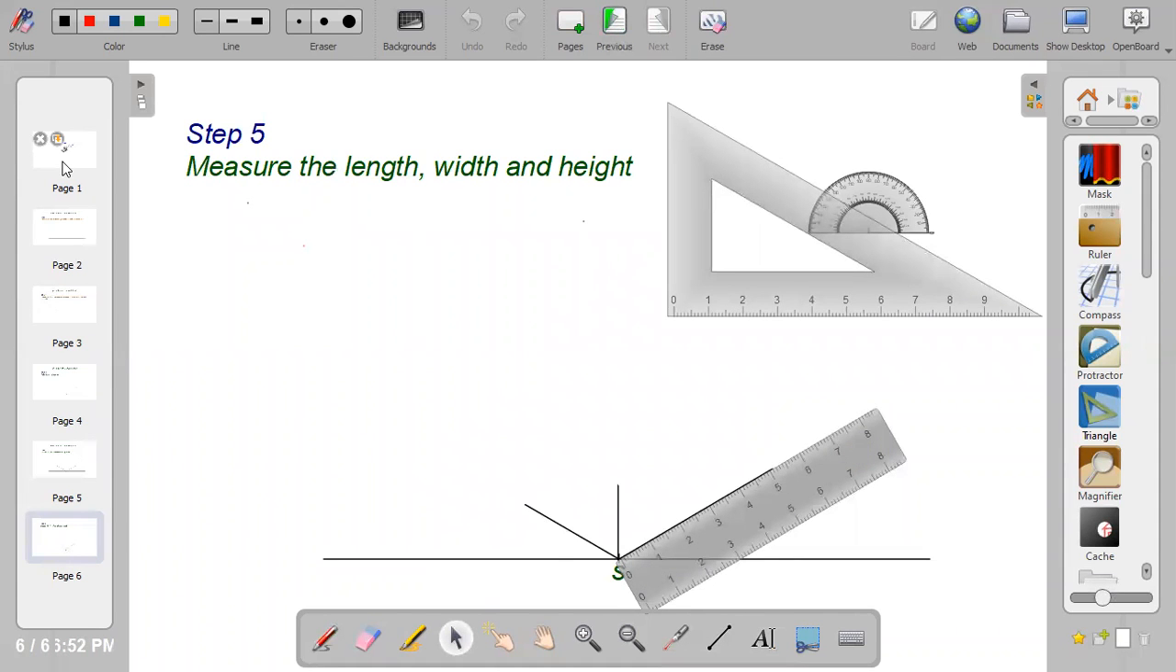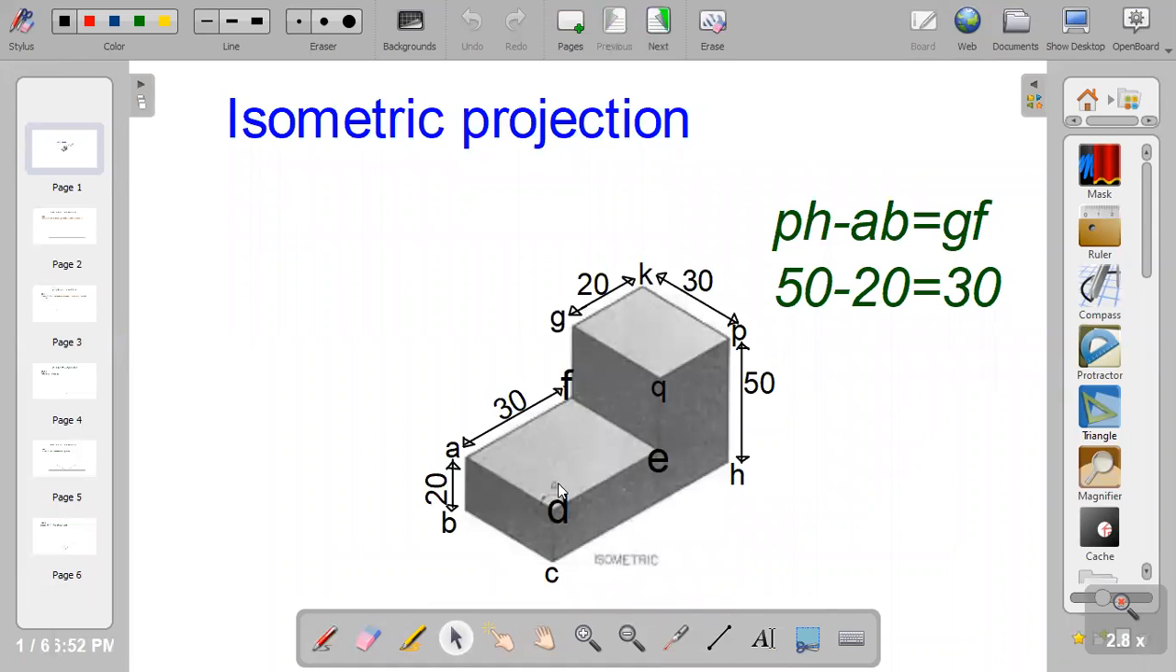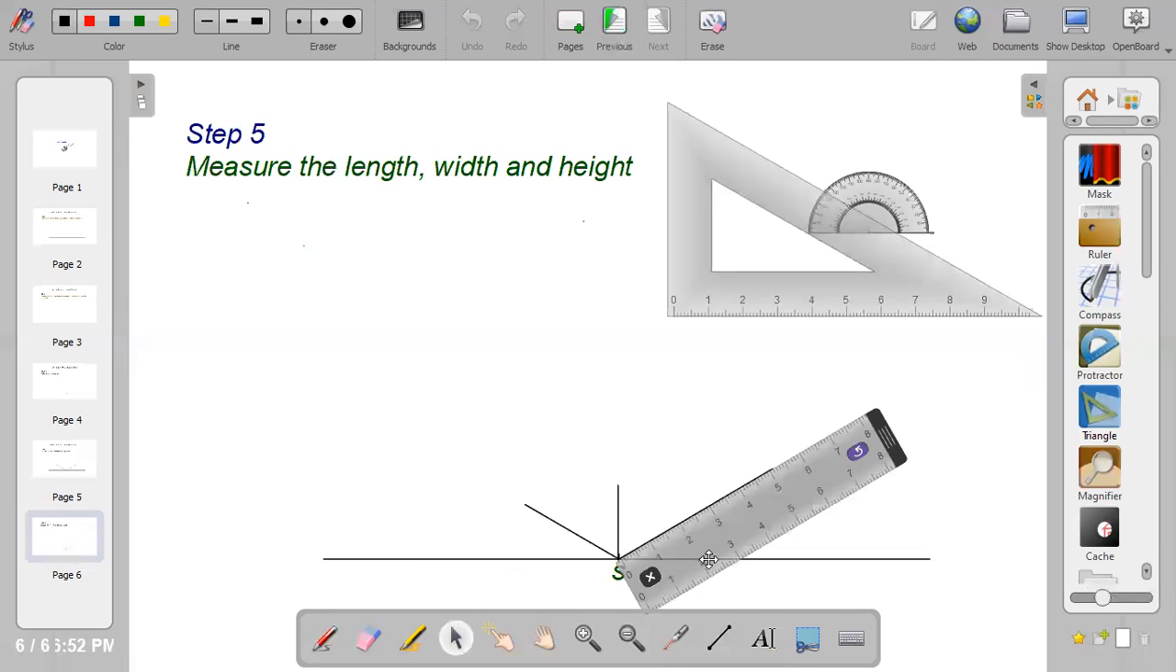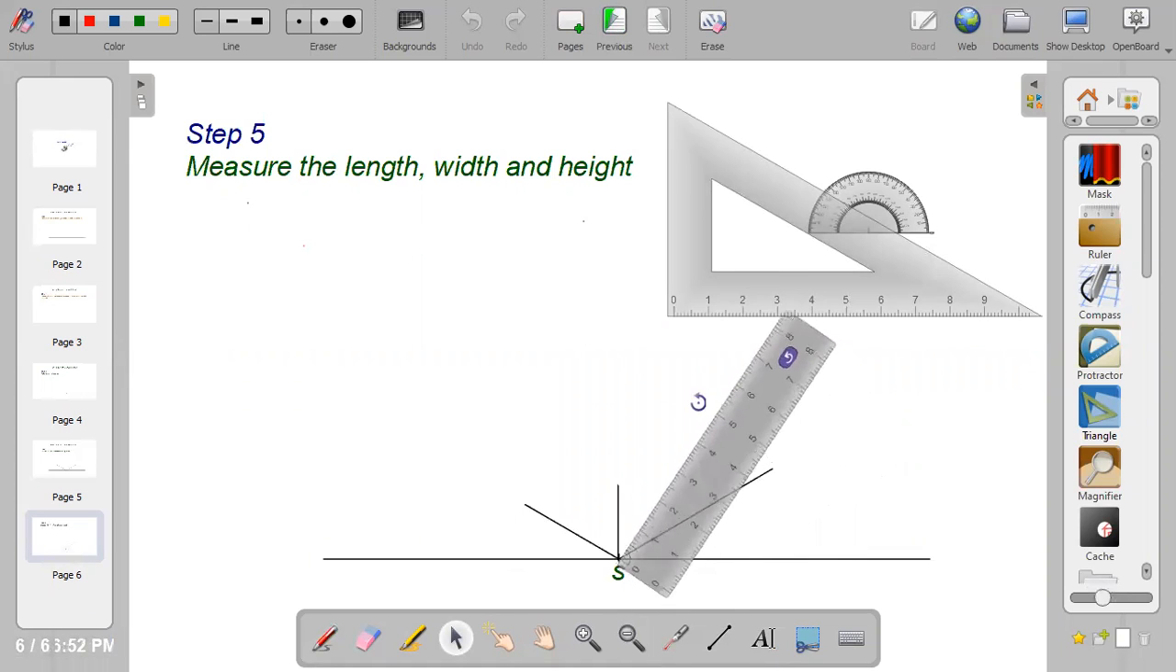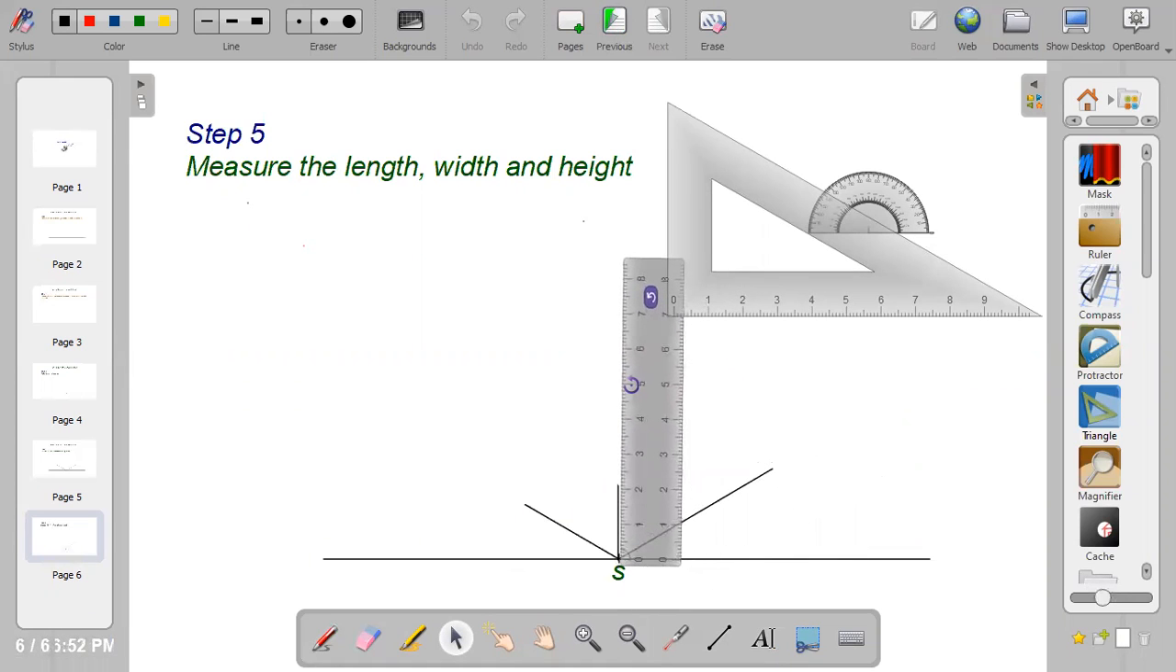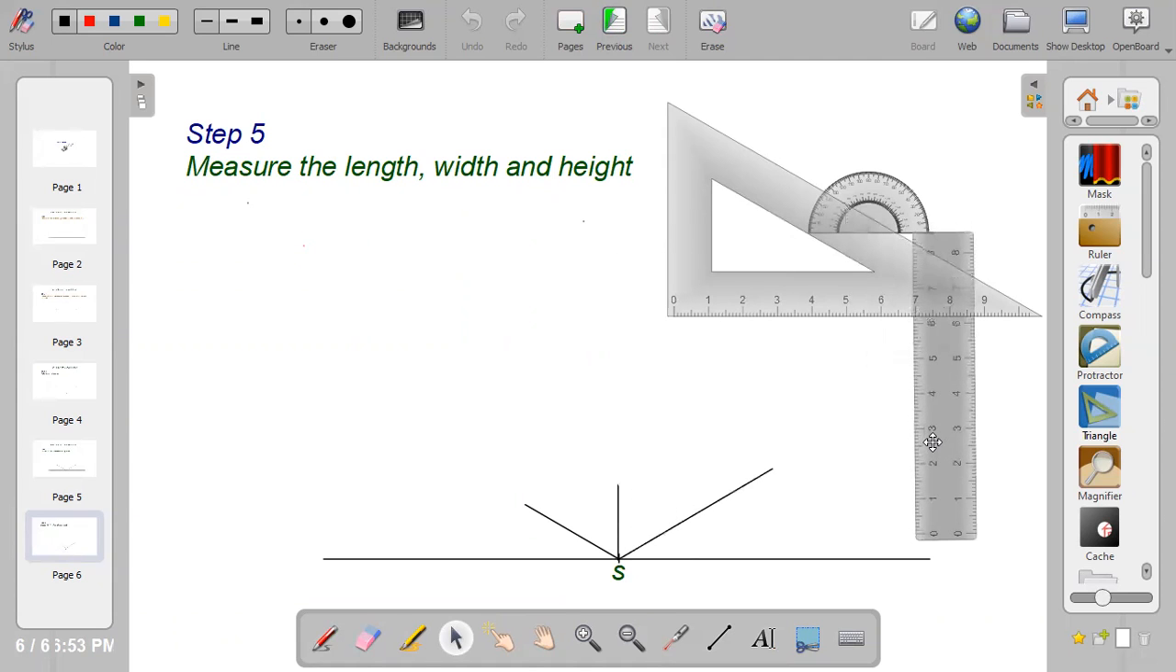So the midpoint, let me check what I need to measure for DC. DC is the midpoint. We have measured CH, which is 50. I've also measured BC, which is 30. So I'm left with DC. DC is the same height as AB, and AB has been given to us as 20. So I'll go back to my drawing and measure 20 mm on the midline. So I have 20 mm.